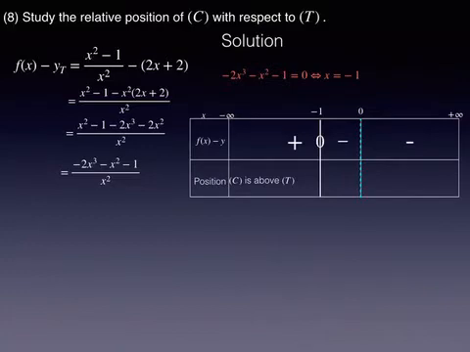Then C is above T between minus infinity and minus 1, C is below T between minus 1 and 0, and also below T between 0 and plus infinity.